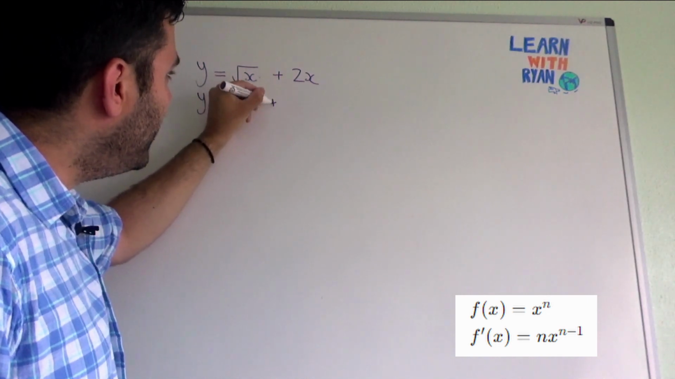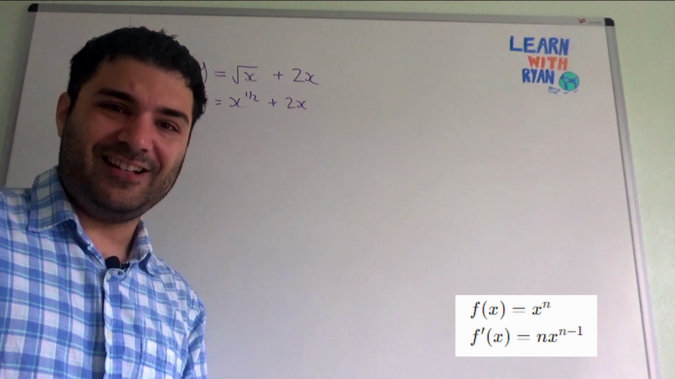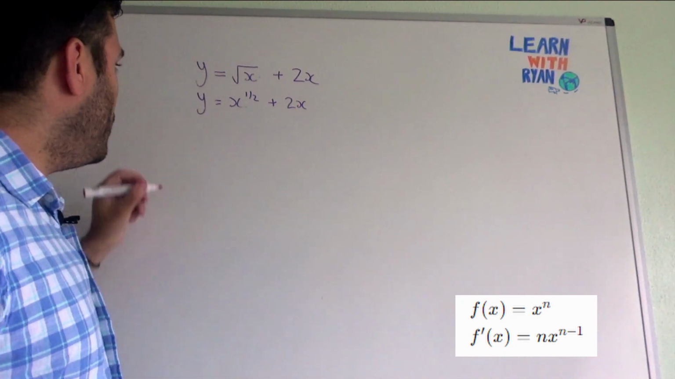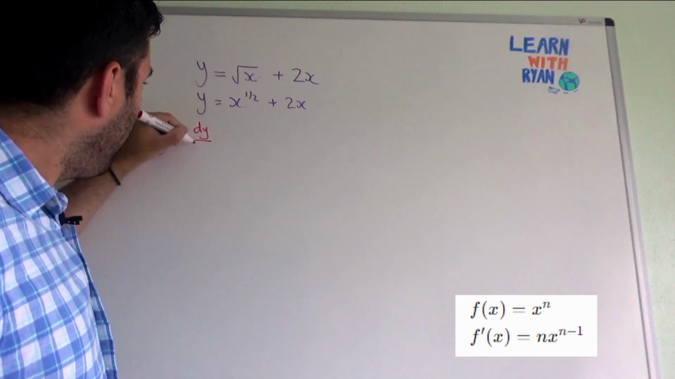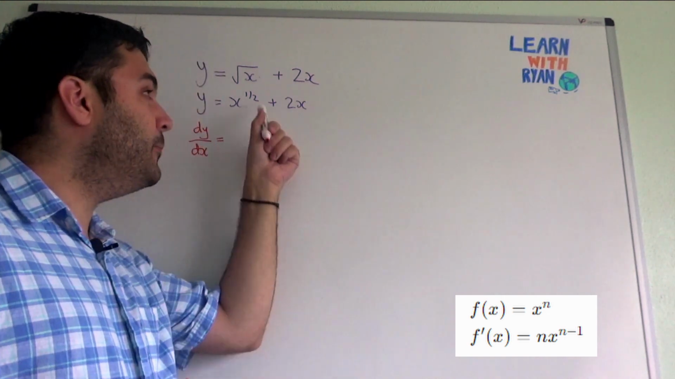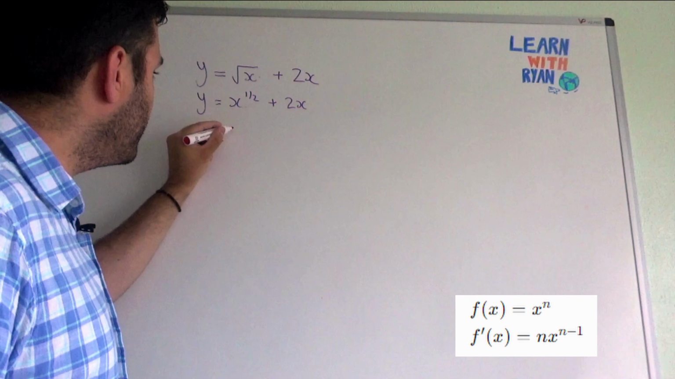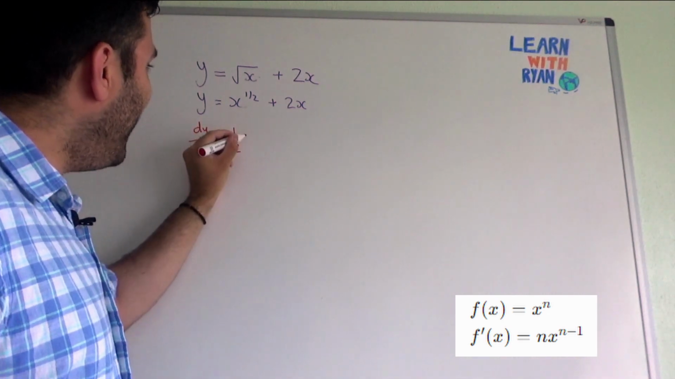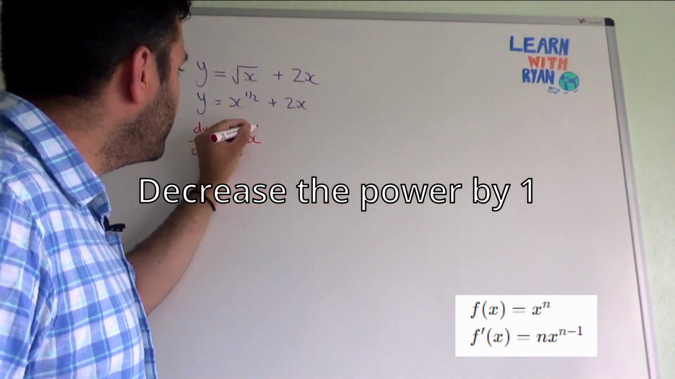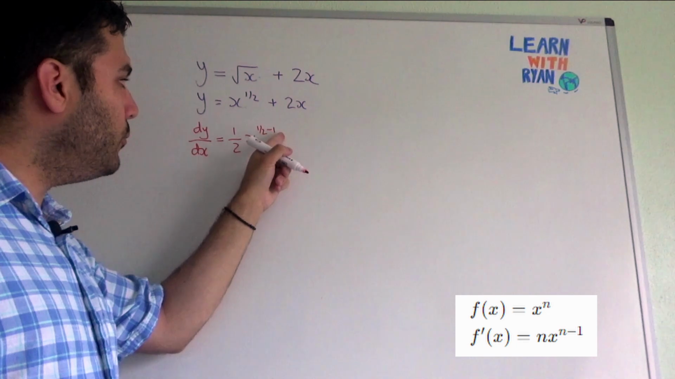And then I've still got my 2x, which is easy enough. Okay. So now let's differentiate it now that we've got them written as powers of x. So dy by dx is equal to, now this is going to be a bit trickier because we're dealing with fractions here, but it's the same idea. We bring the power to the front, so we have a half, and then we've got x, and then we need to decrease that power by 1. So I'm just going to write it in full just to show you what's going on. So we're decreasing the half by 1.